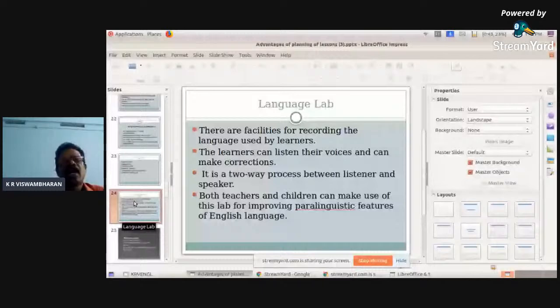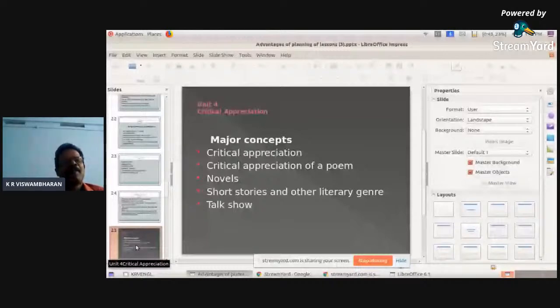These are the major areas included in Unit 3, Innovations in Language Learning. And next is Unit 4, Critical Appreciation. There are certain major concepts to bear in mind. What is critical appreciation? What does it mean? Critical appreciation of a poem, critical appreciation of novels, short stories, and other literary discourses and talk show. These are the major concepts included in Unit 4.